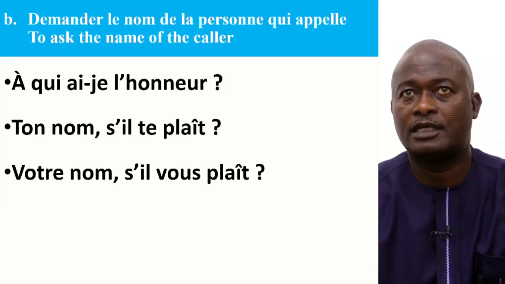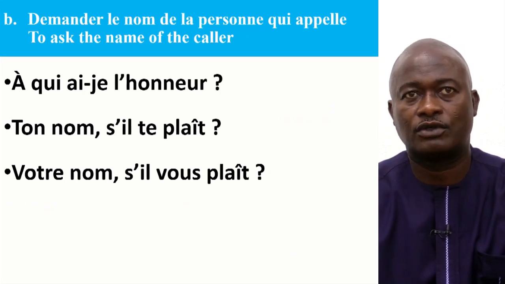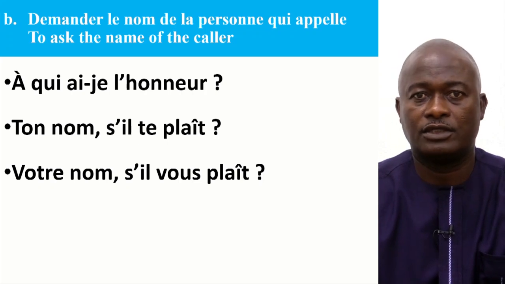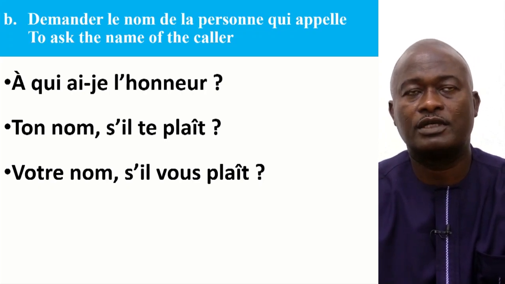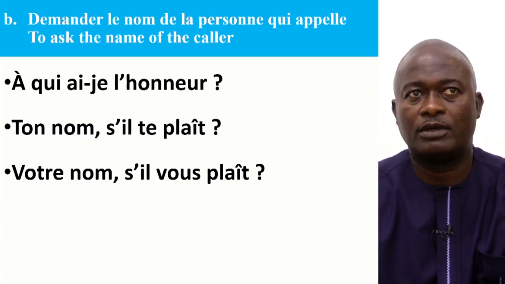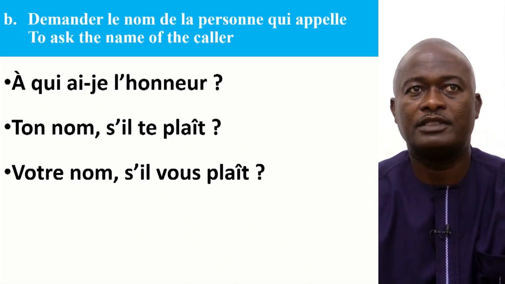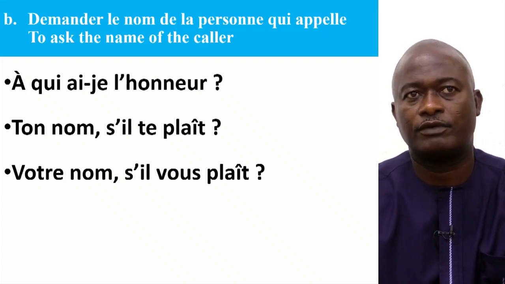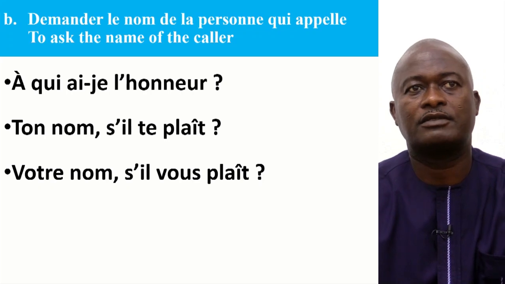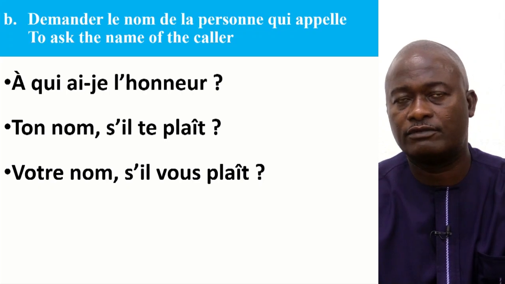Demandez le nom de la personne qui appelle. When somebody calls you and you don't have his phone number stored on your phone, or if the fellow is using a landline, you may want to know who is calling, asking for the name. But you don't say, comment tu t'appelles? Non. C'est simplement, à qui ai-je l'honneur? Oh, ton nom, s'il te plaît. Votre nom, s'il vous plaît. And here we use ton nom when you are dealing with a peer, of the same generation, the same group of age. Now, when it's an elderly person or somebody calling from a high office, you use vous. Votre nom, s'il vous plaît.